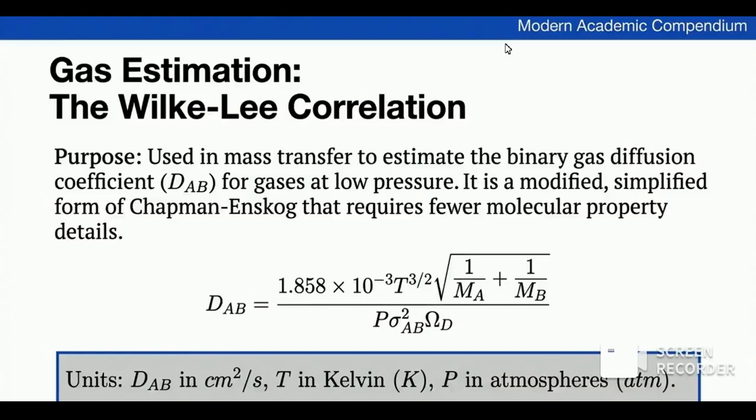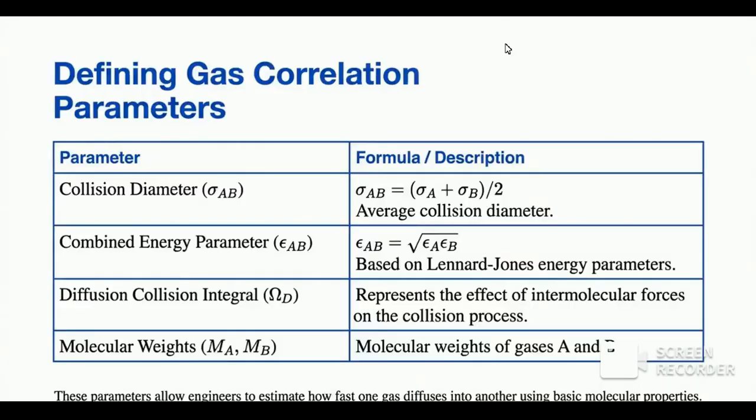Next, we have the Fuller correlation. The Fuller correlation is a simplified practical version of the complex gas theories. We use it to quickly estimate gas diffusion at low pressures using basic units like Kelvin and atmospheres. To use these gas formulas, we need molecular parameters like the collision diameter, how big the molecule is, and the collision integral, how it is affecting the bounce. These allow us to predict speeds for any gas pair.